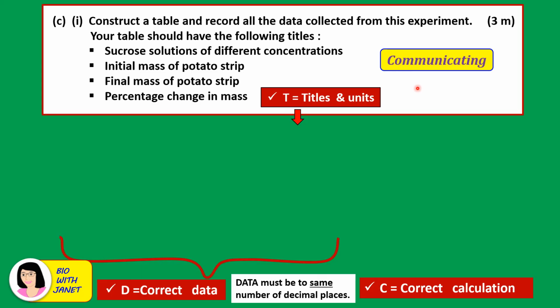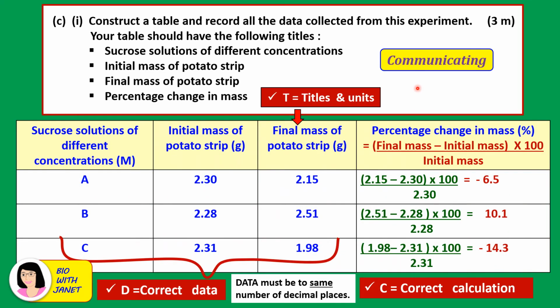Right, let's look at the answer. So we have the 4 columns here: sucrose solutions of different concentrations in M, initial mass of potato strip in grams, final mass in grams, and percentage change in mass in percent. Here we must know the formula to calculate the percentage change in mass, which is the final mass of potato strip minus the initial mass, divided by the initial mass, not divided by the final mass, then multiplied by 100.